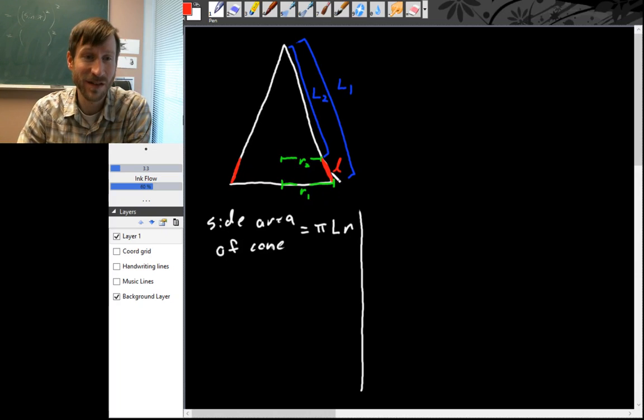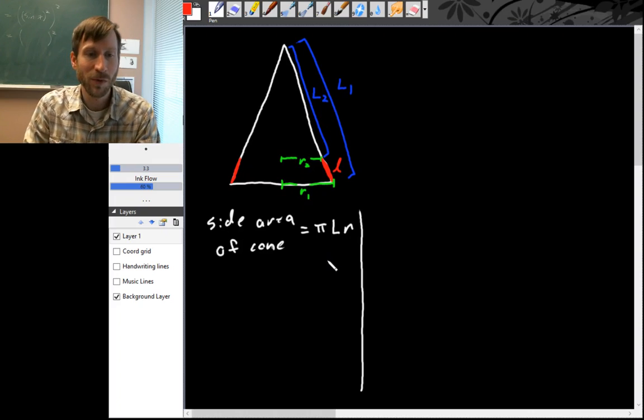The band of this big cone that we want is given by this red piece at the bottom. The length of this little red piece is L, and the part of the big missing tip of the cone, its radius is R2, and the length down the side is L2. We worked out in class that the side area of a cone, so not including its base, is pi times the length down the side times the radius of the base.